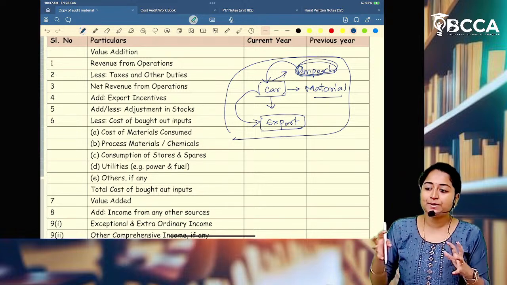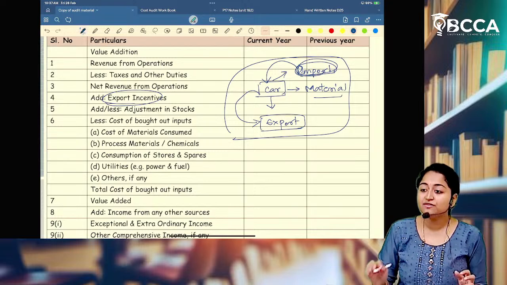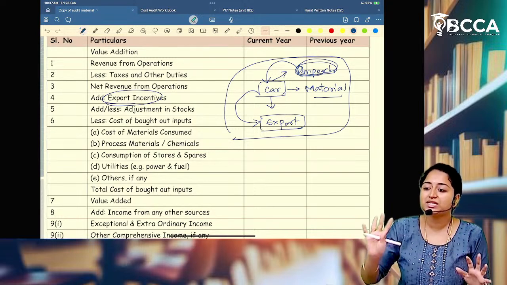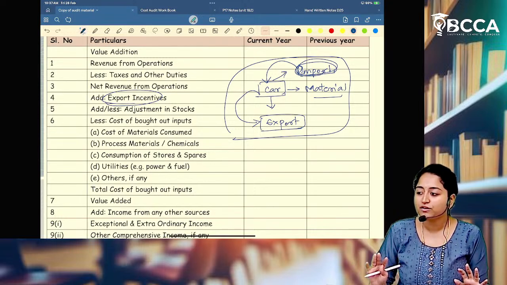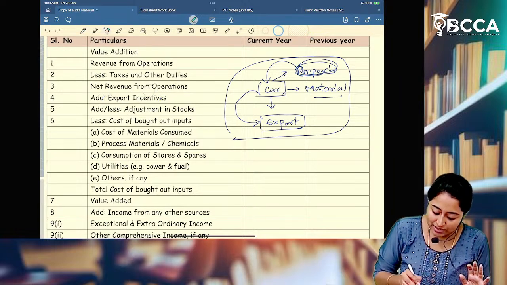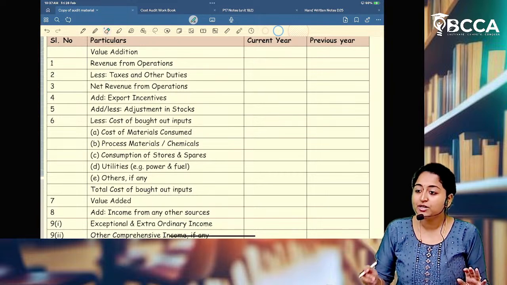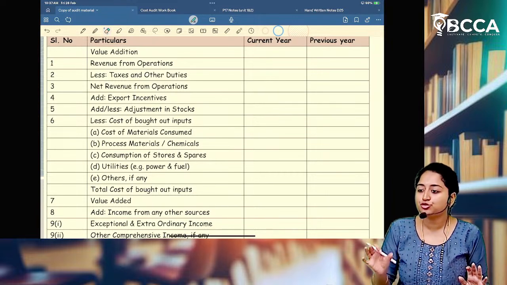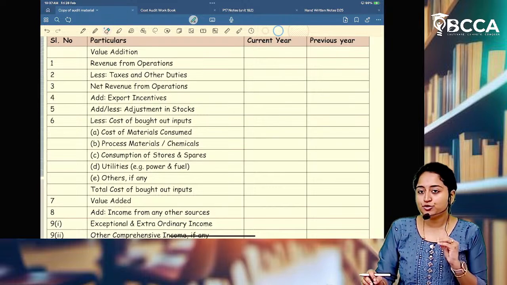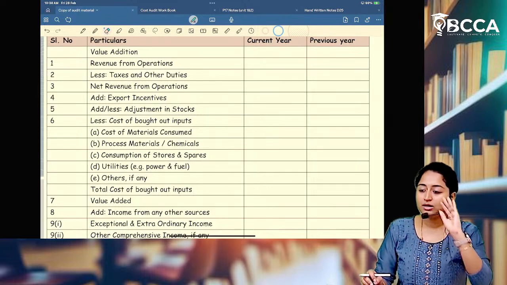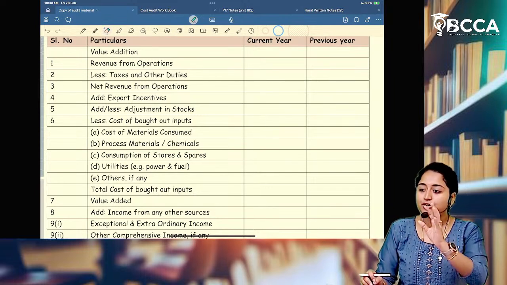So all this combined is called export incentives. To increase exports, the government is giving some kind of incentives. So this is also included in the revenue of the company, because it is also adding some value to the company, isn't it?